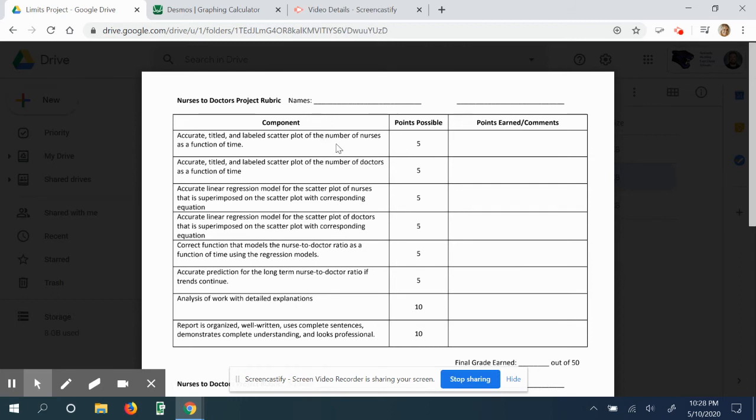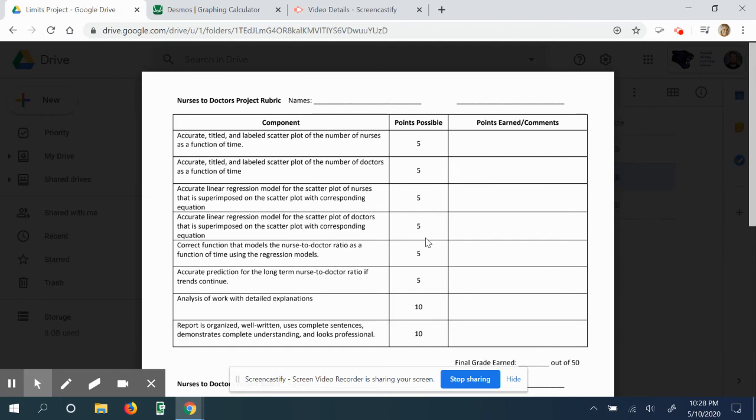All right, so remember, accurately titled and labeled scatter plots of nurses is 5 points. Accurately titled, labeled scatter plot of doctors, another 5 points. Accurate linear regression model. If you're wondering, again, how to make a linear regression model, we can talk about that. Otherwise, you can look online as well. Accurate linear regression model for the scatter plot of doctors is superimposed on the scatter plot with a corresponding equation.